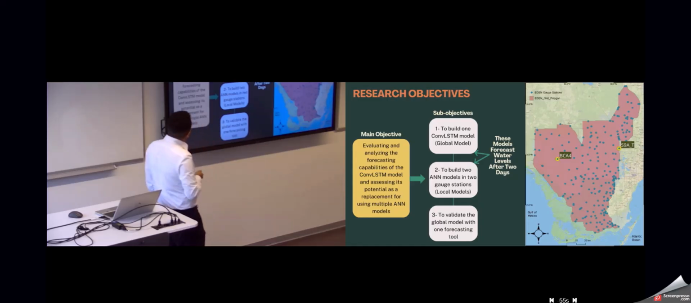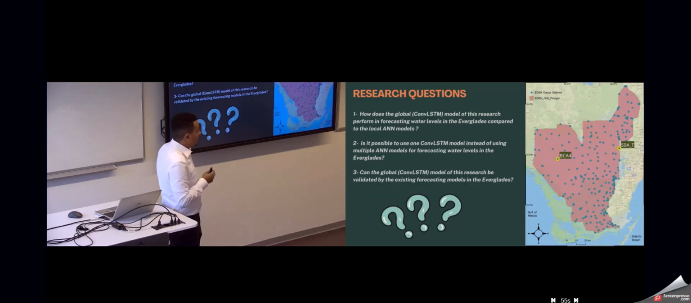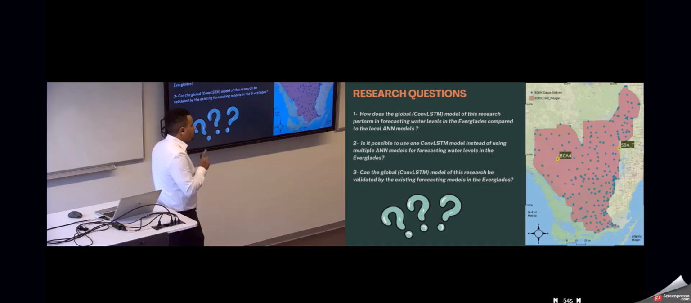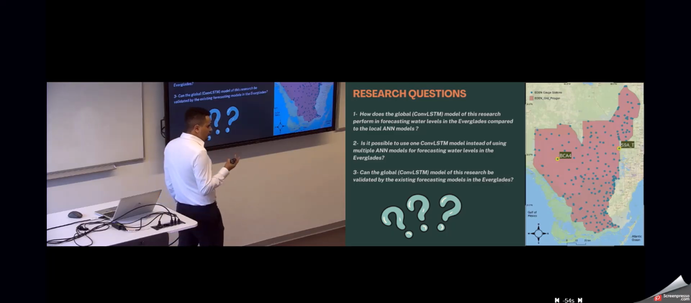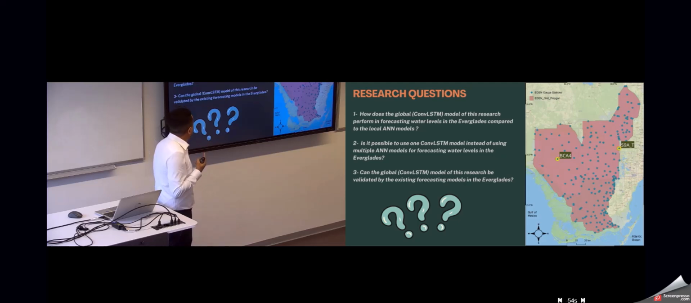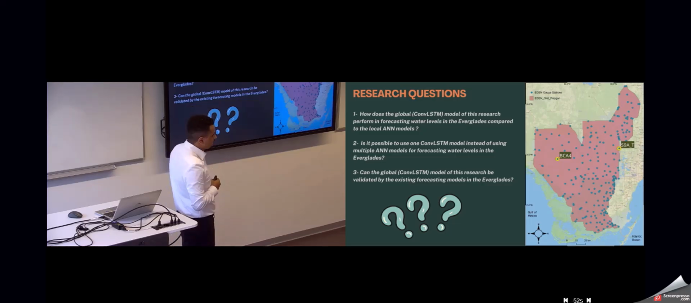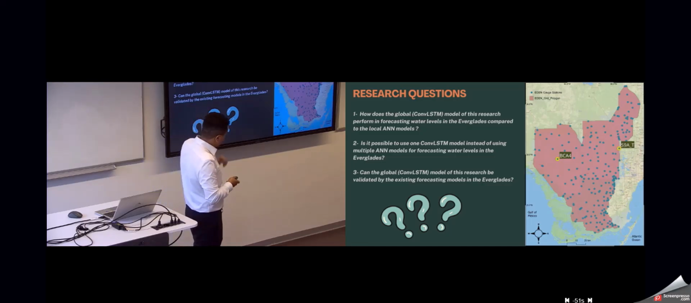So the research questions. First, how does the convolutional LSTM model perform in forecasting water levels in the Everglades compared to the ANN models? The second question, is it possible to use only one convolutional LSTM model to forecast the water level in the whole area of the EDN polygon instead of using multiple ANN models? And finally, can the global model be validated by one of the existing forecasting tools?